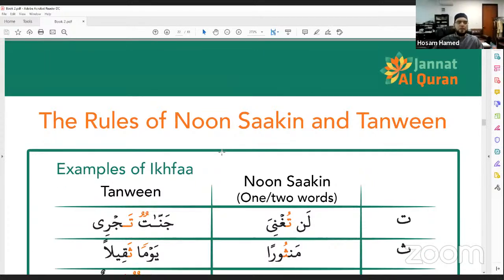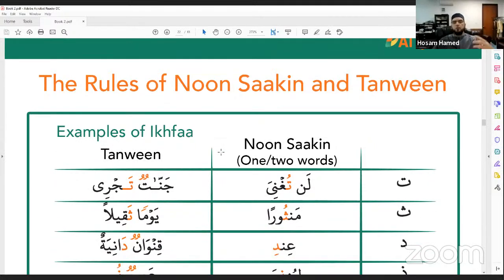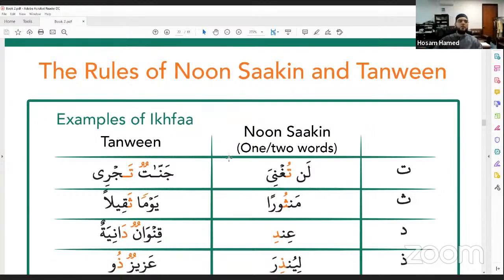So let's have some examples to clarify practically how to pronounce al-ikhfa with at-tanween and the nun as-sakina. We have some examples for every letter, of course. Inshallah, we are training on every letter with nun sakina and then with tanween. Try to focus, recite along with me and after me, and listen carefully, inshallah. So, لن تغني.